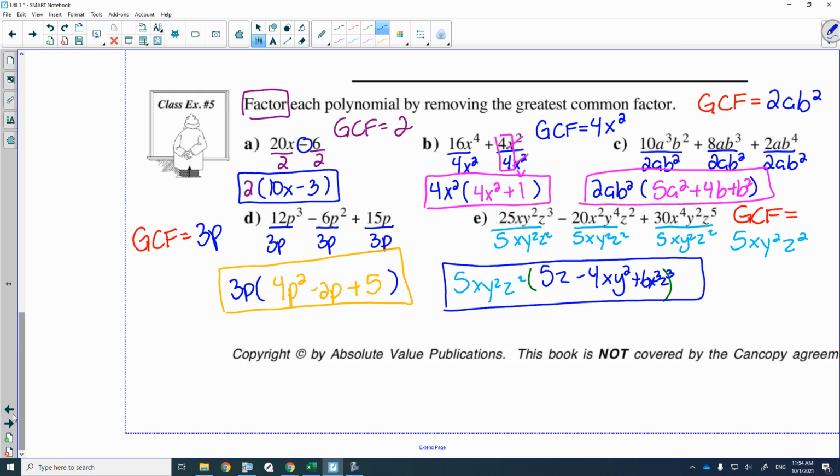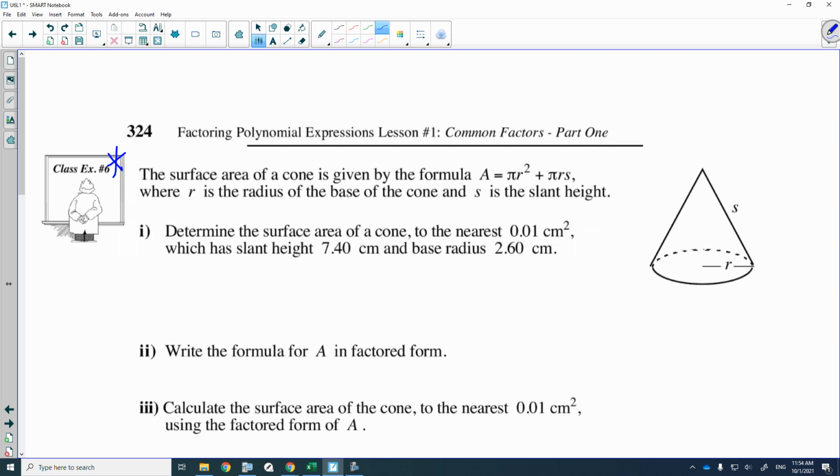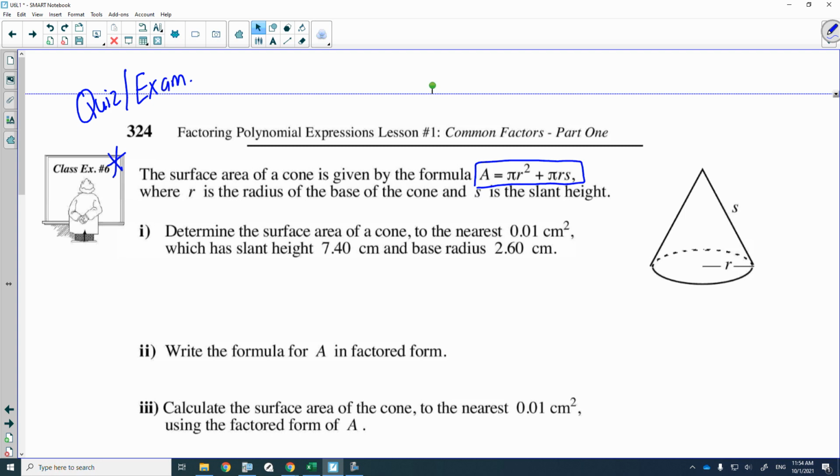Let's do one more class example, and I want you to star this one. This is a perfect quiz or exam question. Probably quiz. All right, what it gives you is a cone, and it gives you the formula for the area of a cone, the surface area of a cone.